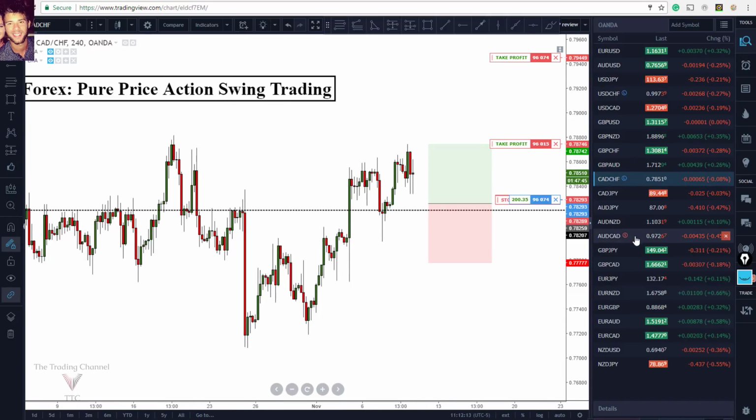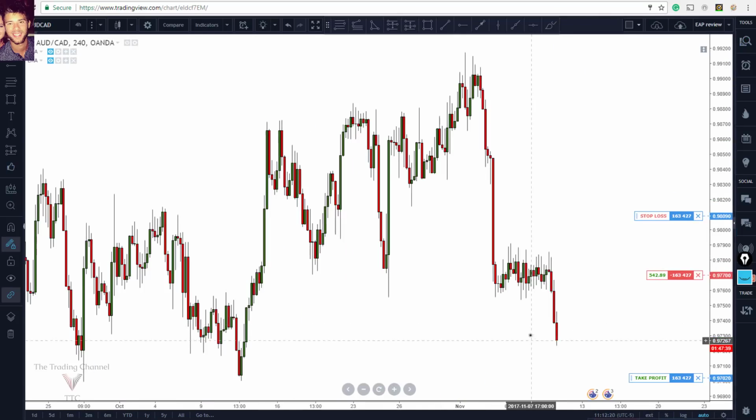And just to help prove this concept further, I'm going to show you guys another trade we took using only structure, another swing trade on the Aussie Canada. Now this trade again was taken using the same exact concept, and can you see why I might have been interested in this trade?